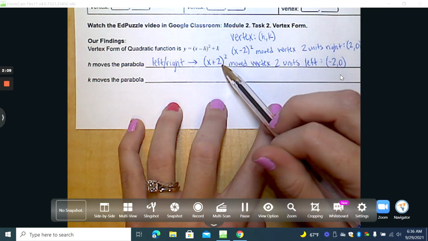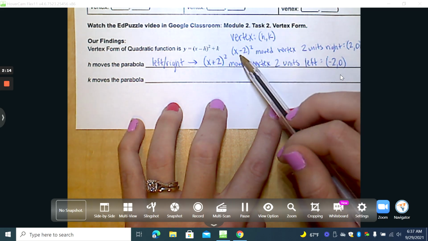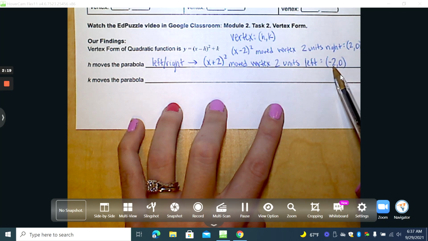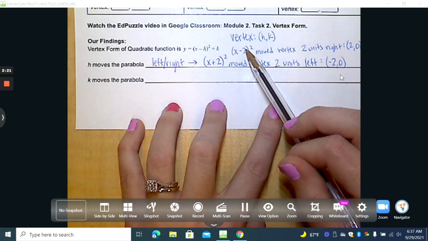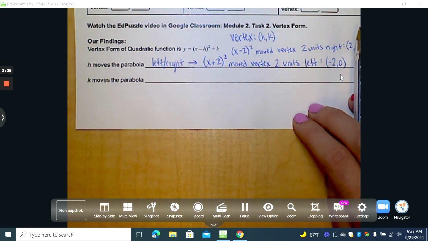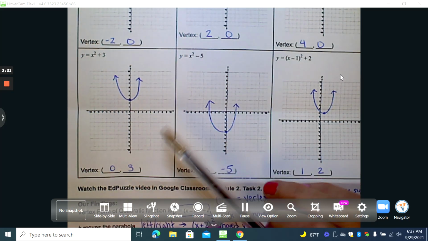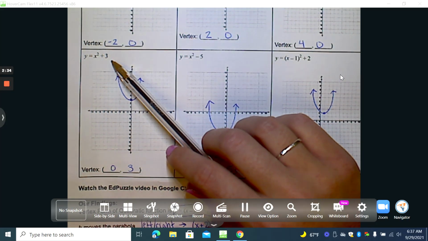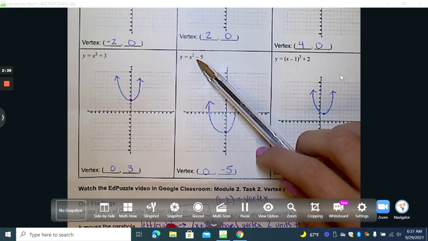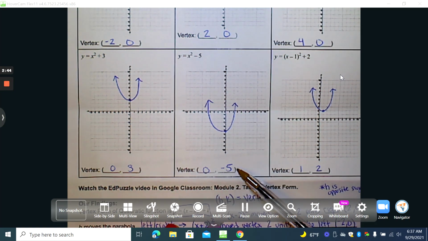So essentially, my x value is always going to be the opposite of whatever's inside those parentheses. If I have a positive 2 in parentheses, my x value should be negative 2. If I have a negative 2 in parentheses, my x value is going to be positive 2. Now with the k, let's talk about these 3 on the bottom down here. If I have x squared plus 3, that moved my vertex up 3. But if I have x squared minus 5, that moved my vertex down 5. I'm at 0, negative 5.